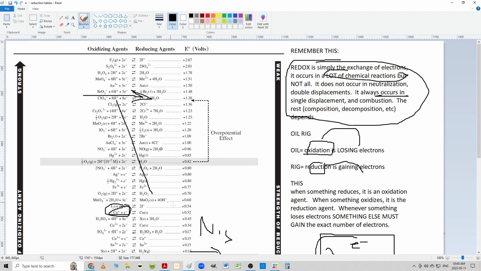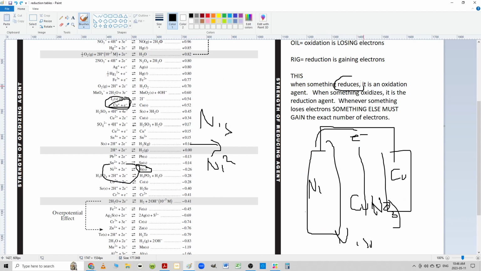And it's only when they react that the bottom ones get written as an oxidation, reversed. So OIL RIG, remember that. Reduction is gaining electrons. When something reduces, it is an oxidizing agent. So it's kind of the reverse, because we don't want to say it's a reducer, or it's been reduced. We just like to say it's an oxidizing agent. So it's the reverse of what's happening to it.